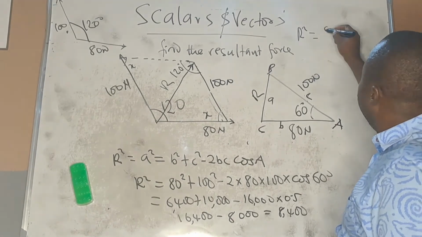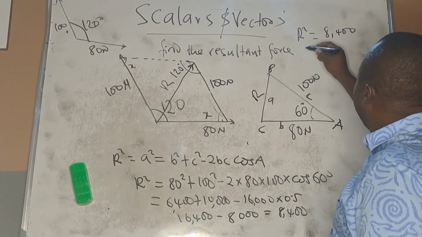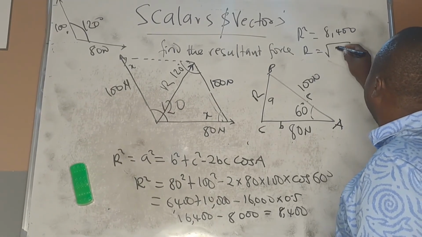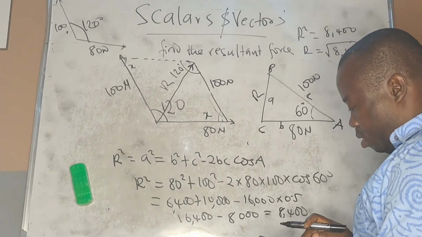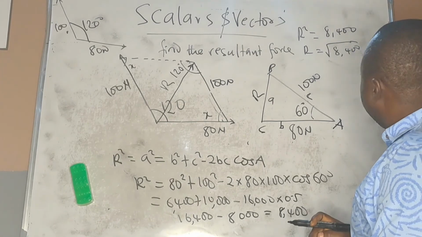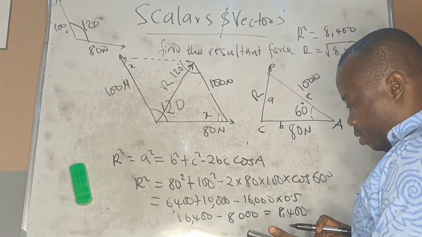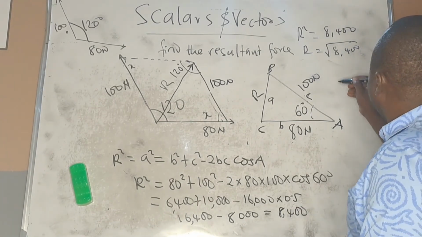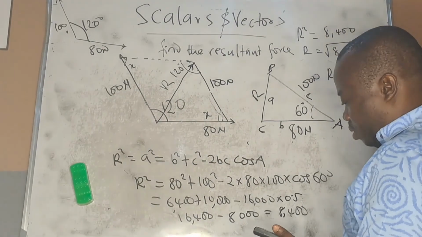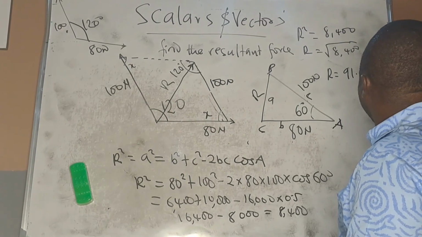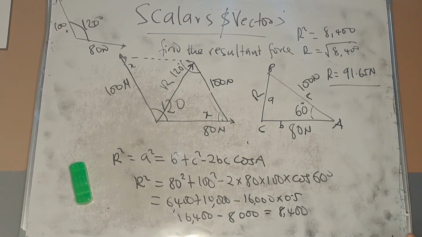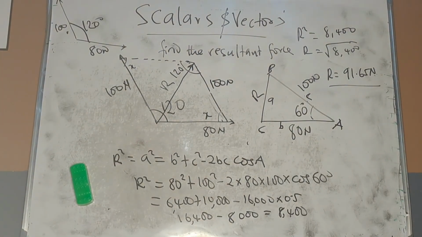equals 8400. So I will take the square root of both sides. I use my calculator. Square root of 8400 equals R equals 91.65 Newton. So the resultant force is 91.65 Newton.